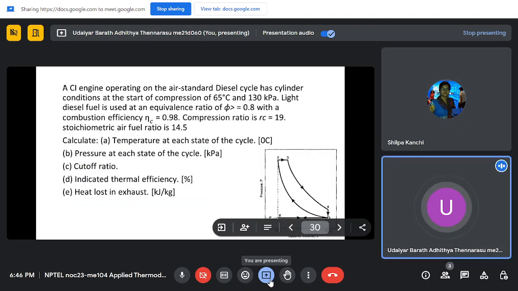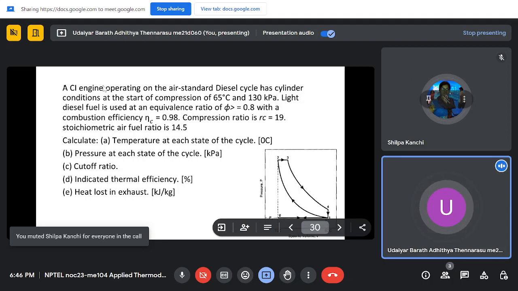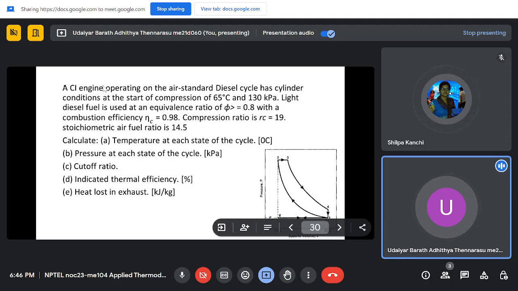So we'll move on, we'll see how to solve a diesel cycle. We have a compression ignition engine which is operating on the air standard diesel cycle, which has a cylinder condition at the start of compression as 65 degrees Celsius and 130 kilopascal. So state 1 is known. 1, 2, 3, 4 is the diesel cycle process. 1 to 2 reversible adiabatic, 2 to 3 constant pressure heat addition, 3 to 4 is the power stroke work which is produced, and 4 to 1 is the heat rejection.